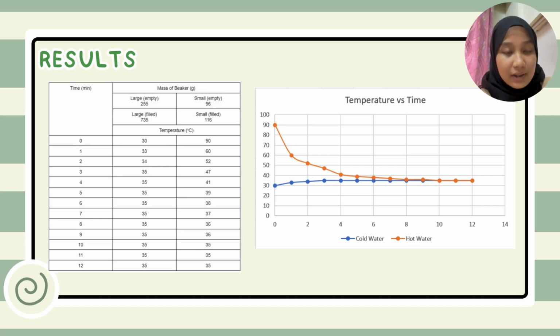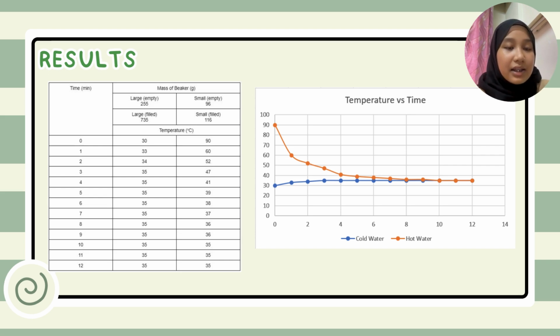while the small beaker when filled with the water is 116 gram. And then after that, we take a reading for the temperature, which is we take a reading every 1 minute until the reading of the hot water and cold water are the same, 3 times.